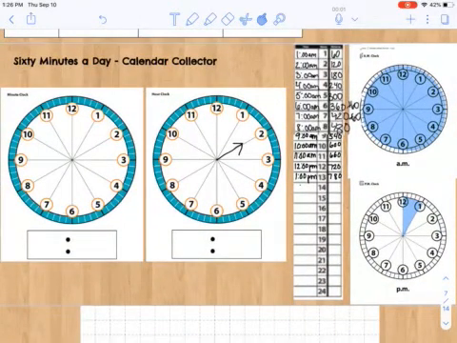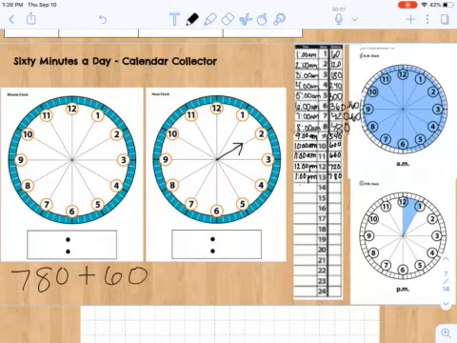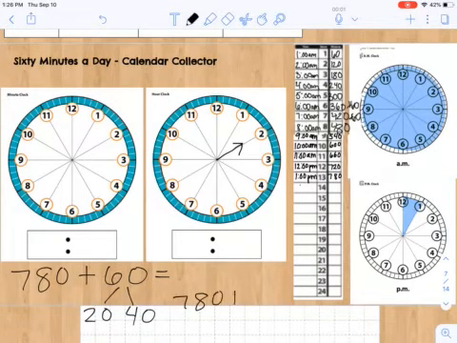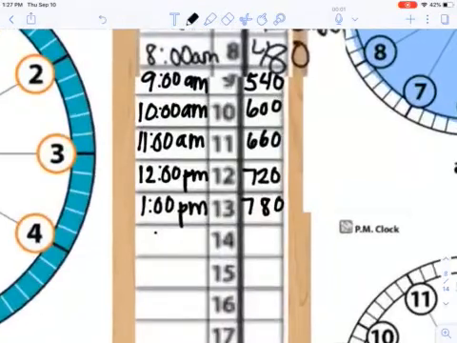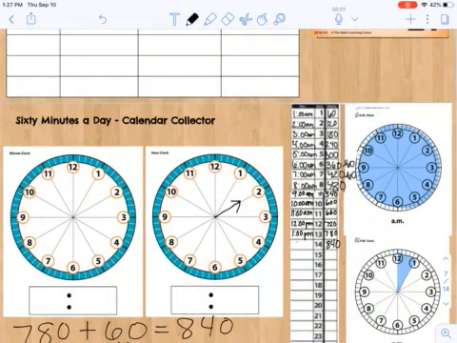Moving on to our minutes calendar collector, we've been collecting 60 minutes every day. So on Friday, we had been in school for 780 minutes this month. So we will start with 780 and add the 60 minutes for today. I'm going to think about 60 like 20 and 40 because I know that 780 plus 20 gets me to my next friendly hundred of 800. And 800 plus 40 is 840. So I know that today will make 840 minutes in school this month.